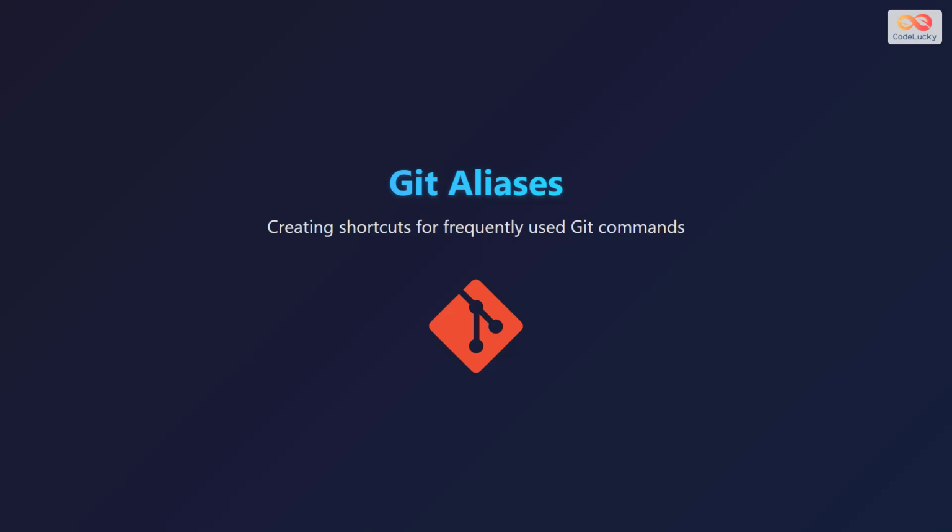In this video, we're going to explore Git Aliases. Git Aliases are a powerful feature that allow you to create shortcuts for frequently used Git commands. This can save you time, reduce typing errors, and help you customize your Git workflow.